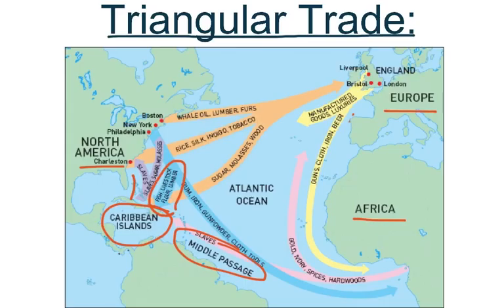Now, once these slaves would reach North America, as you can see here, they would be sold in auctions, and they would be put to work right away. In return for these slaves, the United States would send to England whale oil, lumber, furs, rice, silk, indigo, tobacco, sugar, molasses, and wood.